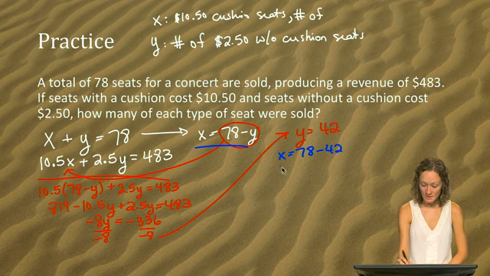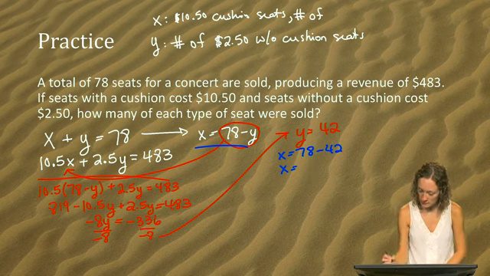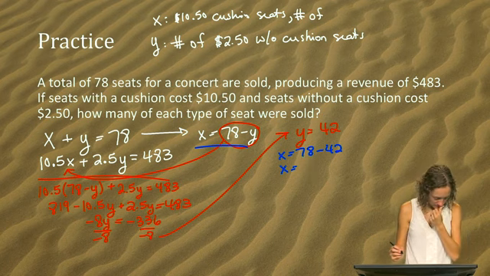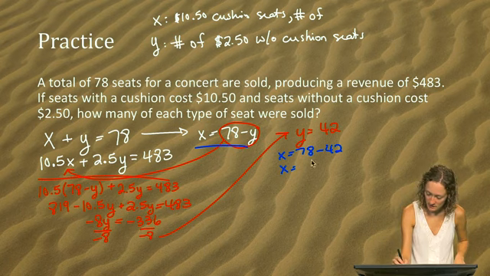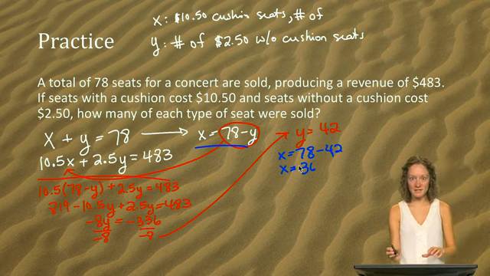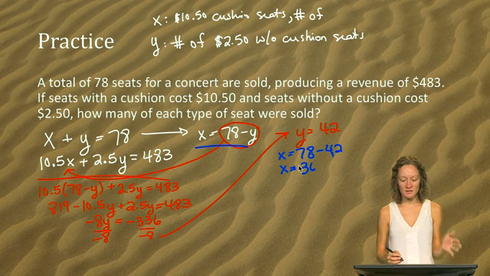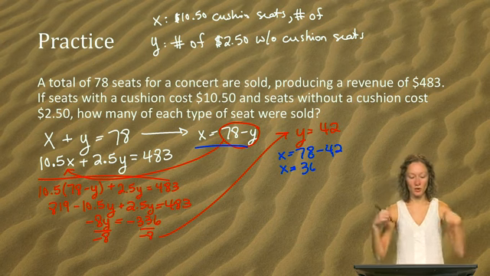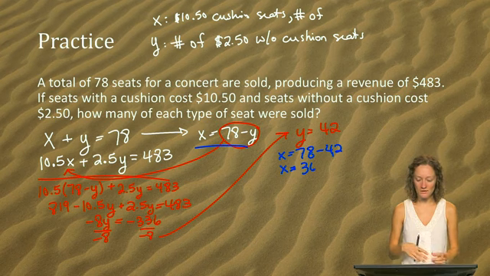There were 78 seats sold total, so 78 minus 42 gives us 36. Whoops, got a little erase there. 36. So 36 seats with cushions, 42 seats without cushions sold for the concert. Total of 78, total revenue of 483.